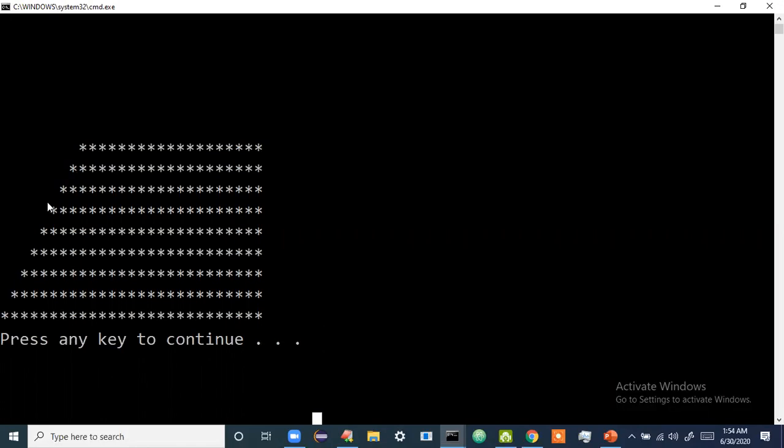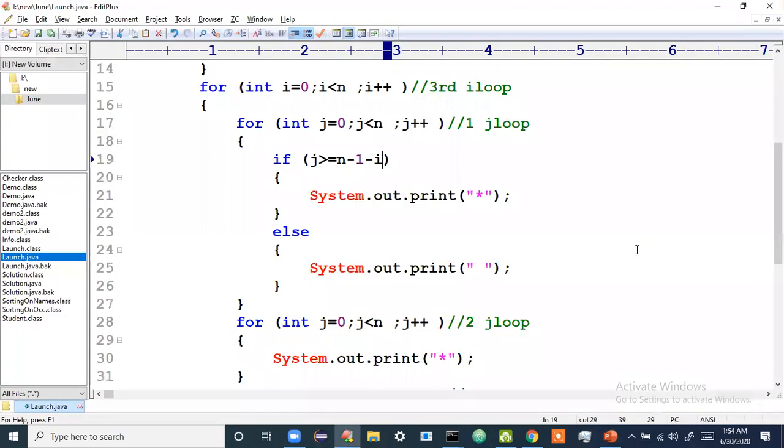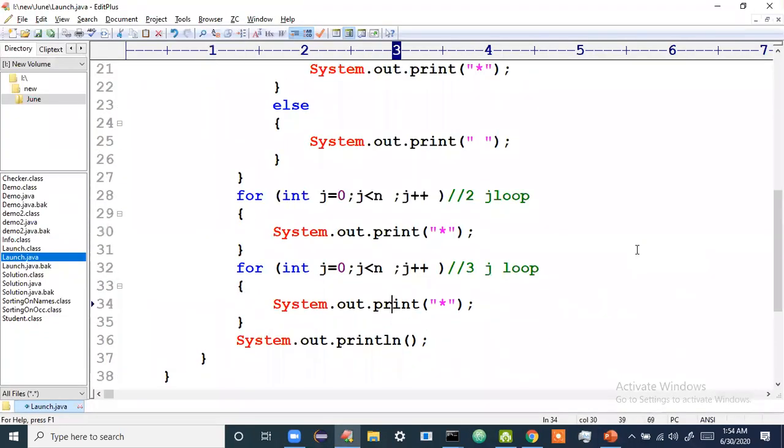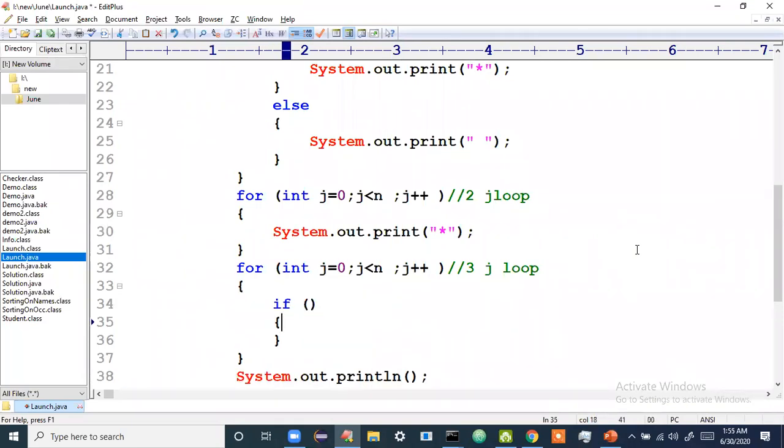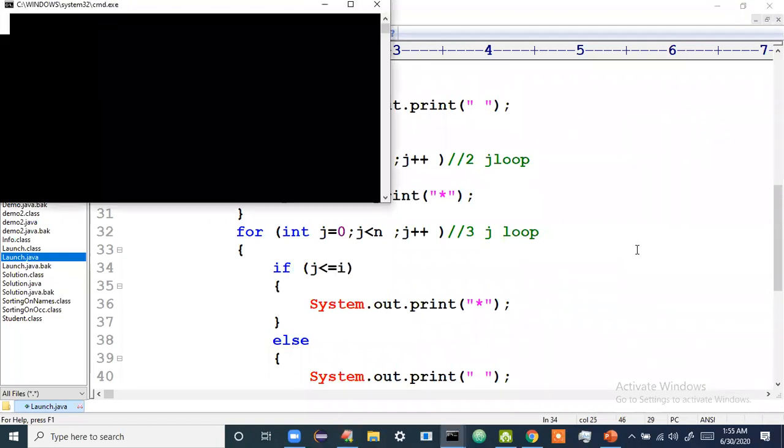Now from this side also, in the third J loop, what is this line equation? Line equation is J equals I. From that line equation, draw the left side. I'll copy this symbol and paste it here. The second J loop I should not touch. In the third J loop, I'll tell it not to print stars everywhere. If some condition is true, then you print star, else you print space. So here, if J is less than or equal to I, this is what I have to tell.